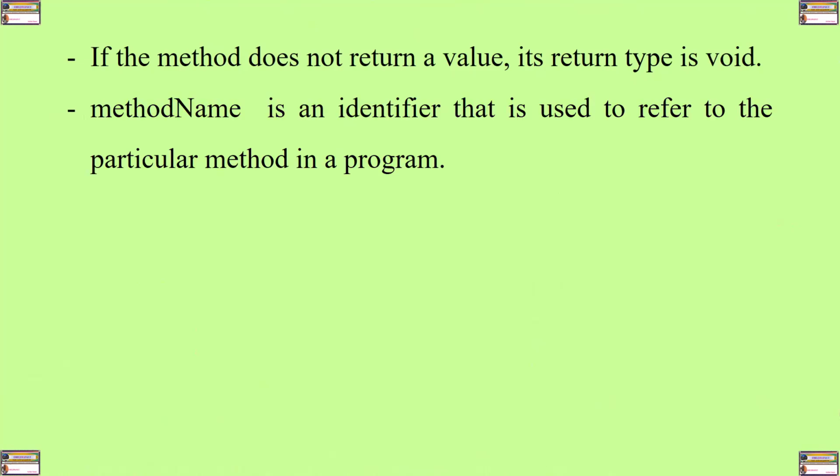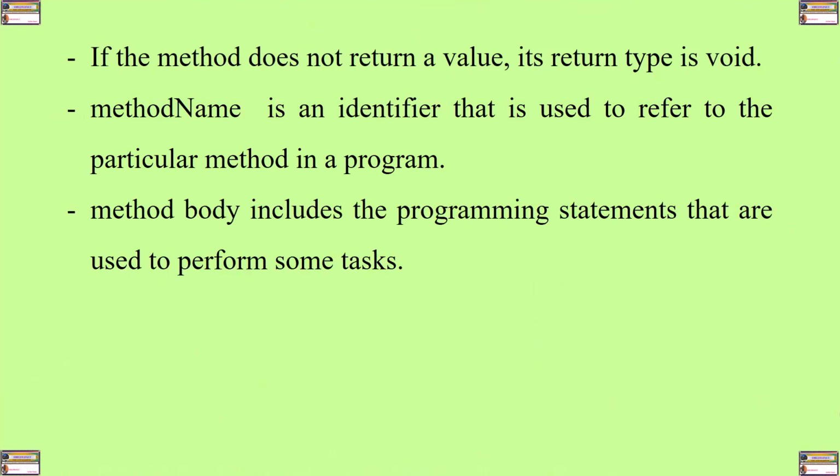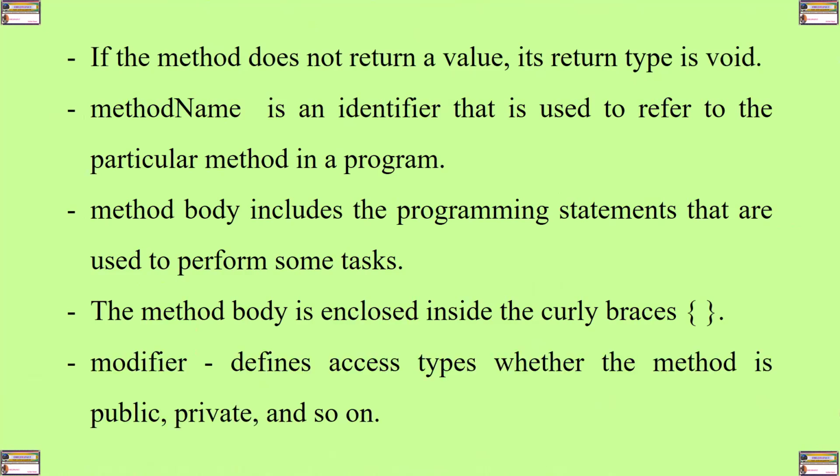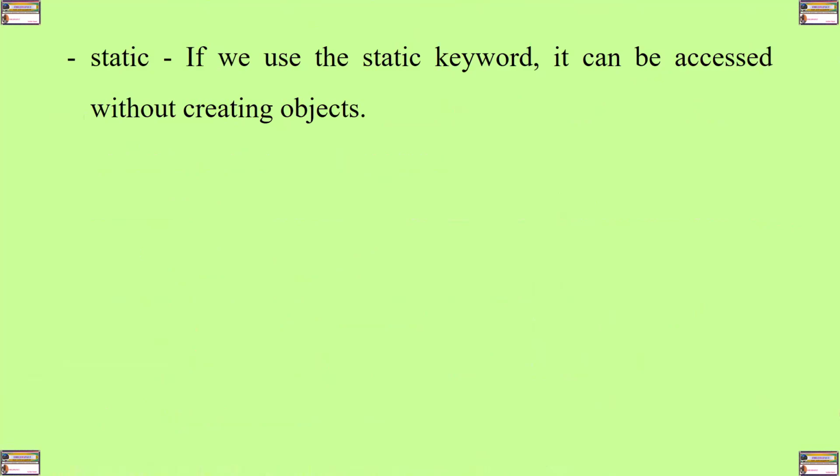So the method name is an identifier that is used to refer to the particular method in a program. The method body includes the programming statements that are used to perform some tasks. The method body is enclosed inside the curly braces. On the same note, the modifier defines access types, whether the method is public, private, and so on.